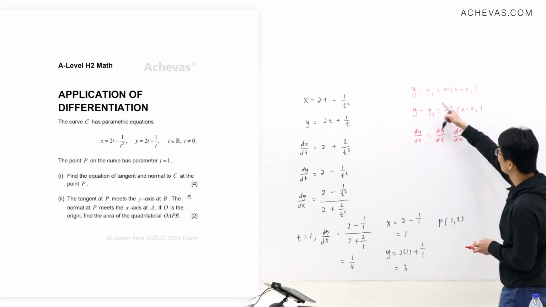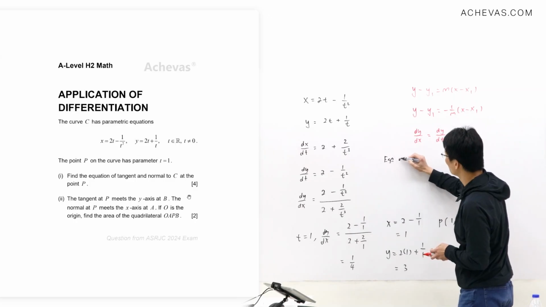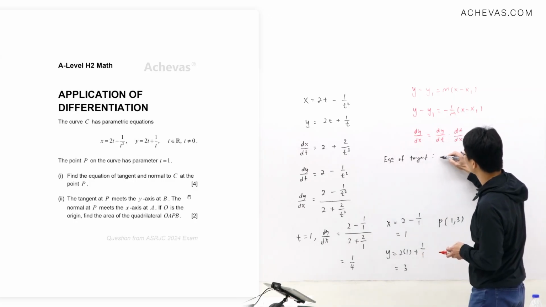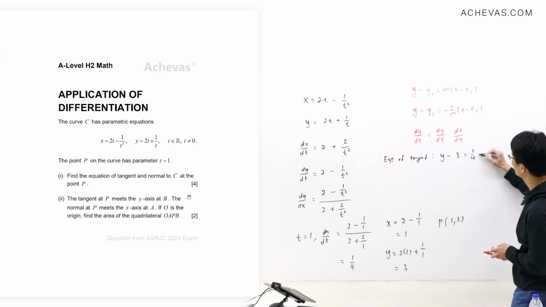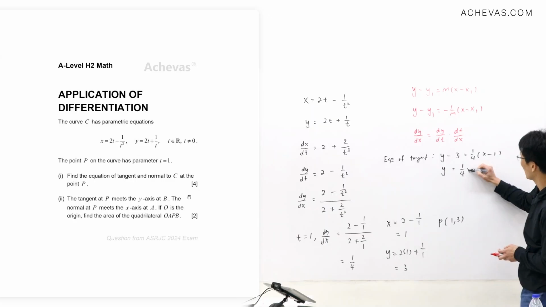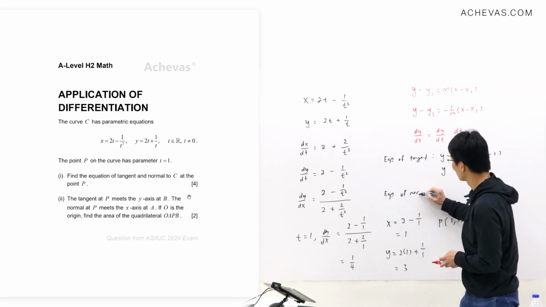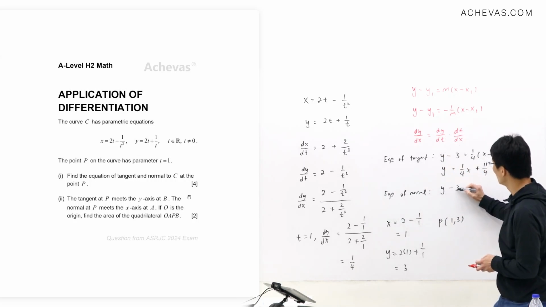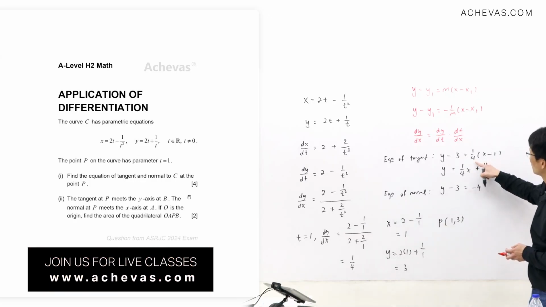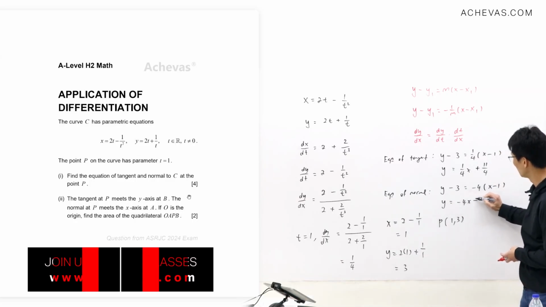Alright. And let's find out what is the equation of the tangent. So I'll just be subbing in the point and the gradient. So for equation of tangent, you'll just be y minus 3 equal to 1/4 (x minus 1). Simplifying this, I'll just get y equal to 1/4 x plus 11 over 4. So for equation of normal, I'll just get y minus 3 equal to minus 4, the negative reciprocal of the gradient of the tangent, so minus 4 (x minus 1). Simplifying this, I'll get y equal to minus 4x plus 7.